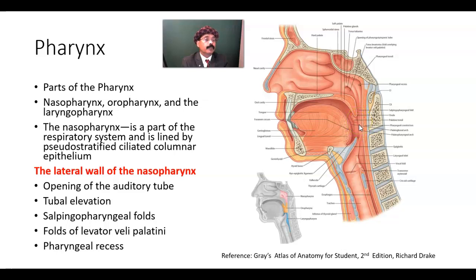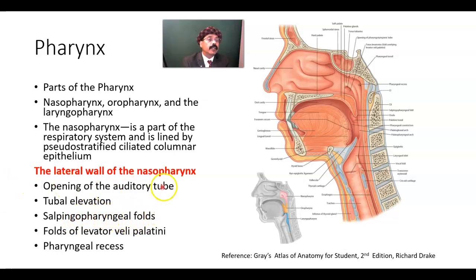stratified squamous epithelium. This lateral wall of the nasopharynx is very important to us. We have the opening of the Eustachian tube. The Eustachian tube is also called the pharyngotympanic tube, also called the auditory tube. It has an elevation, called the tubal elevation or torus tubarius. Torus tubarius, this part, the tubal elevation.